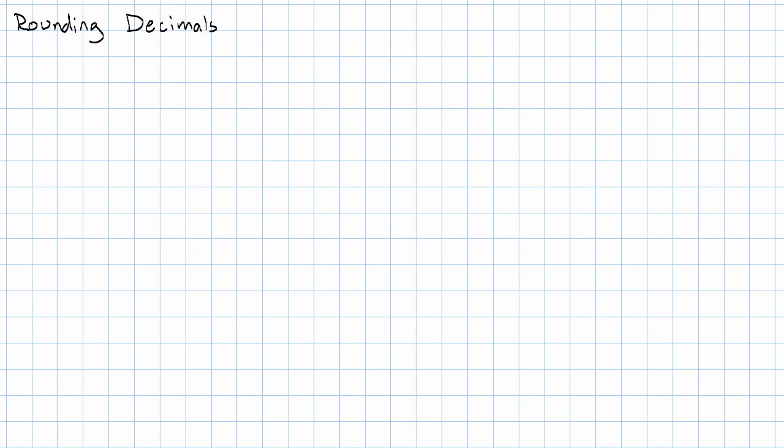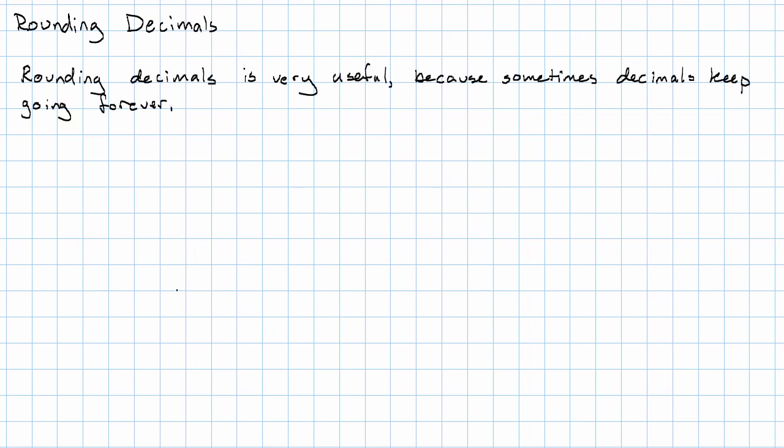In many ways, being able to round decimals is more important than being able to round whole numbers. Why? Because sometimes decimals behave really badly. Sometimes decimals just keep going forever. We'll see more about that later on.